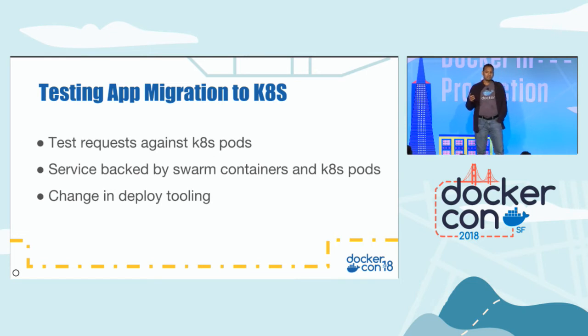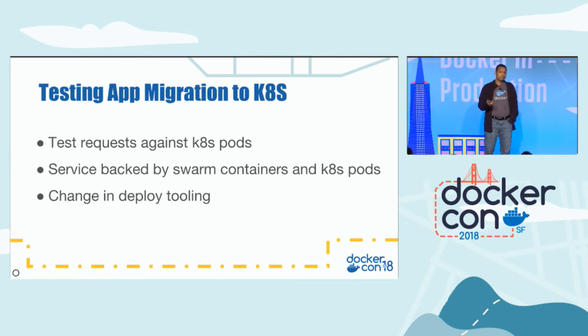The best part of our infrastructure, or rather our cluster, is the fact that each service can be backed by a Swarm container or a Kubernetes pod. And this was really useful for me to migrate from Swarm to Kubernetes in production. The way I did that is, when we upgraded to EE2, I would start off by creating one pod. The moment I created a pod, it would start serving traffic. HAProxy would start serving traffic to that.